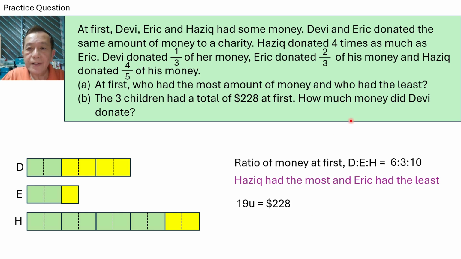How much did Devi donate? 2 units. So 1U equal $228 divided by 19 equal $12, and 2U equal $12 times 2 equal $24.